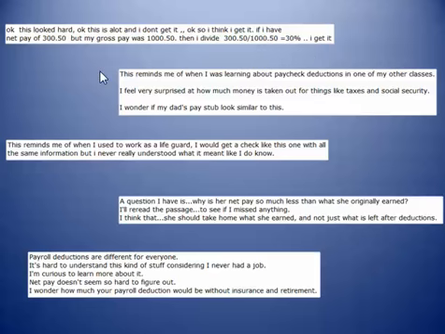This person says, this reminds me of when I was learning about paycheck deductions in one of my other classes. I feel very surprised at how much money is taken out for things like taxes and Social Security. I wonder if my dad's pay stub looks similar to this. And I can tell that this person was really using that talk to text bookmark. They have the "this reminds me," "I feel," "I wonder." So they were definitely using those prompts.